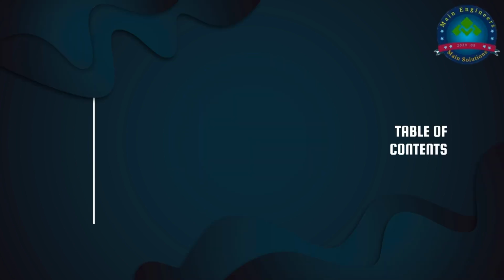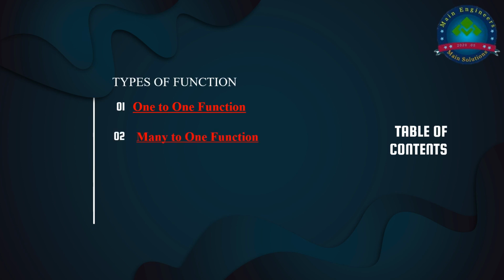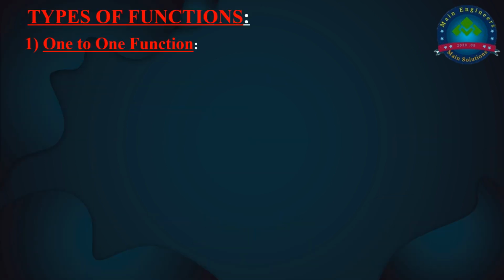So today we are going to discuss types of function. The first type is one-to-one function. The second type is many-to-one function. The third type is onto function. And the fourth one is one-to-one and onto function. So let's come to the first type, one-to-one function.